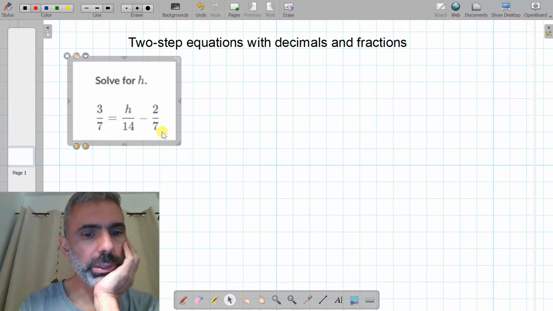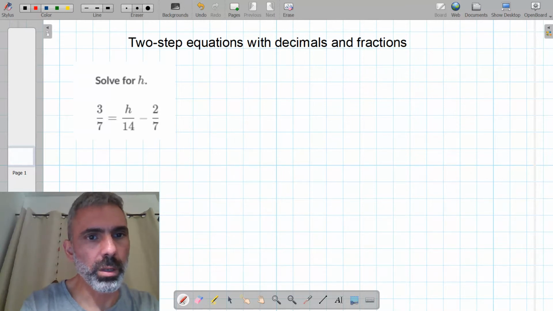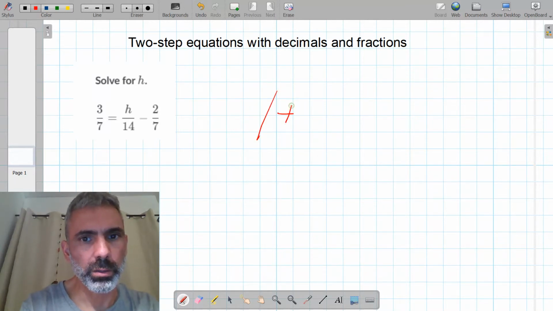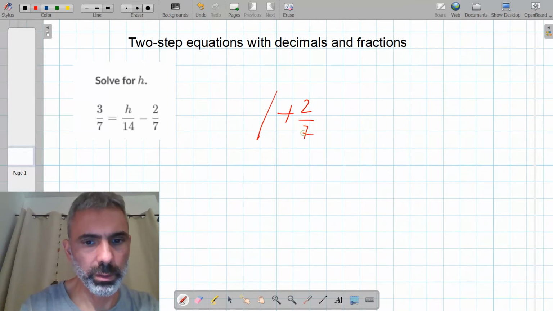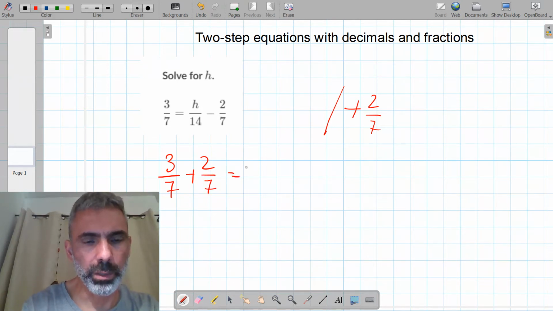So I want to isolate the h on the right-hand side of the equation. So the first step is to add 2 7s to both sides of the equation to get rid of the 2 7s on the right hand side. So I'm adding 2 7s to both sides of the equation. So on the left hand side I have 3 7s plus 2 7s, and on the right hand side I have h over 14, and the minus 2 7s and the plus 2 7s cancel out each other.